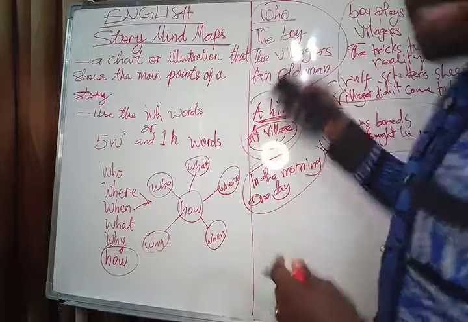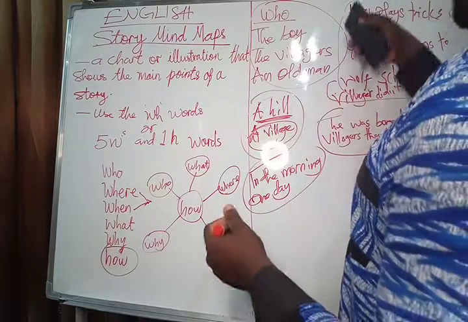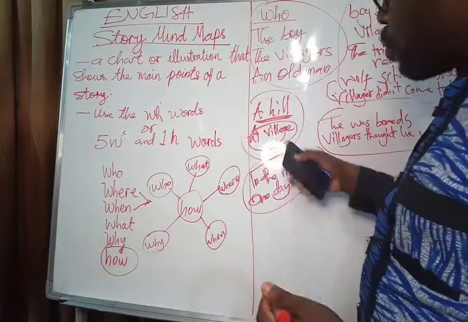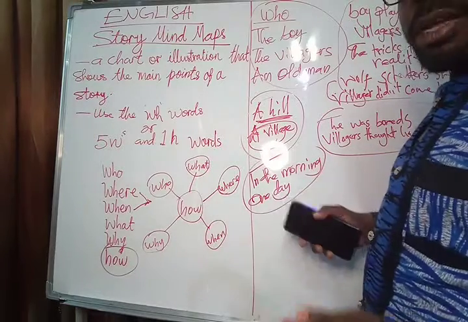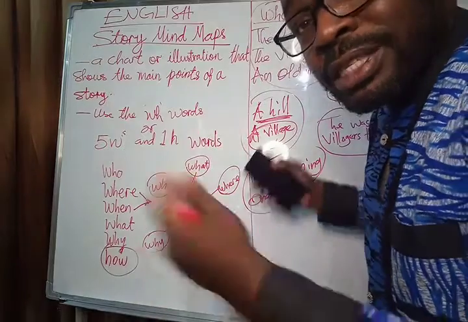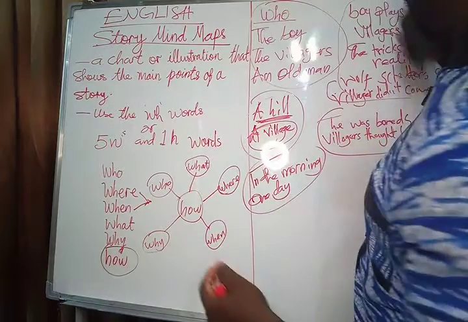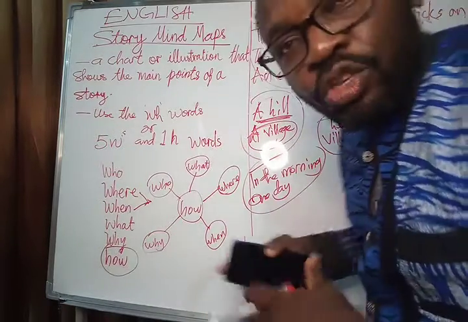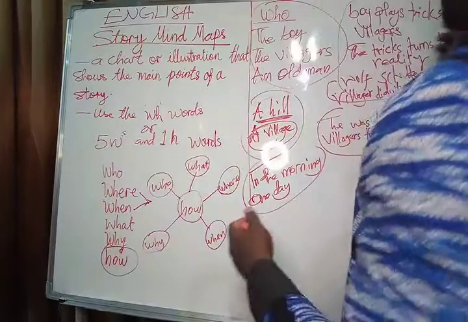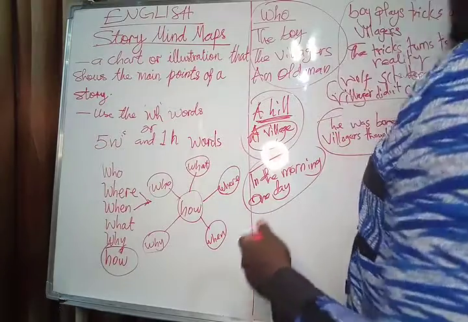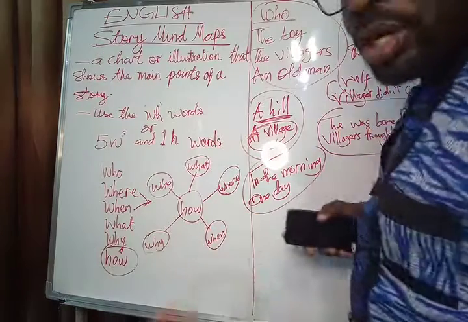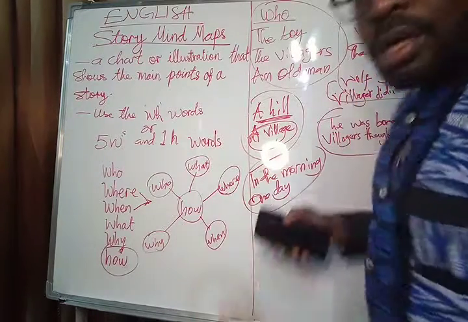The boy, the villagers, and the old man who advised the boy. The where, a hill, the village. When, in the morning, or one day, on a particular day. You can go on a particular day or in the morning, or in the daytime, something like that. Then what happens? What has to do with the plot? The plot, step by step, the events in the story. A boy plays tricks on villagers. The trick turns into reality. The wolf scatters the sheep, and the villagers didn't come to help.